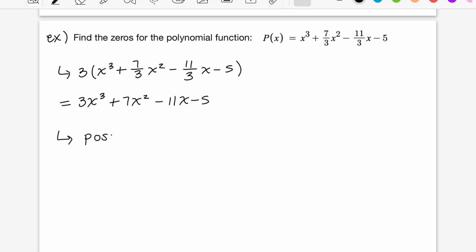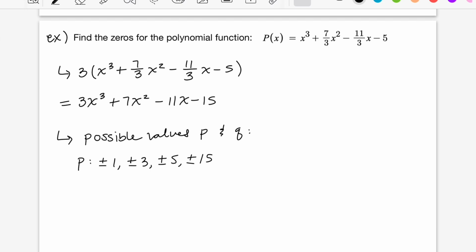So using our theorem, we'll see that our possible values for p and q are the following. For p, it's going to be our factors of this guy, and we're distributing 3 to every single term here, so this will be 15. We'll get 5 times 3. So it'll be the factors of 15, so that'll be plus or minus 1, 3, 5, and 15. And then for q, it'll be the factors of our leading coefficient of our leading term here, so that'll be 3. So we just have plus or minus 1 and 3.